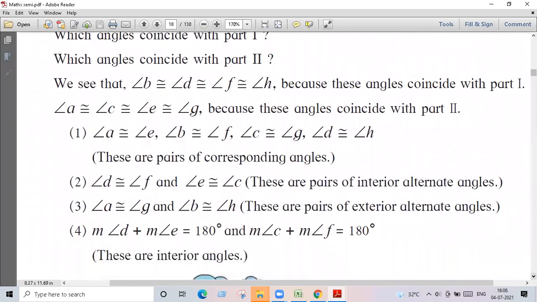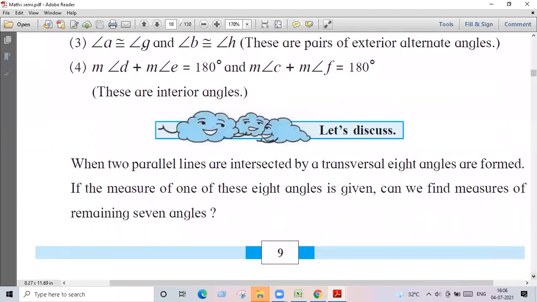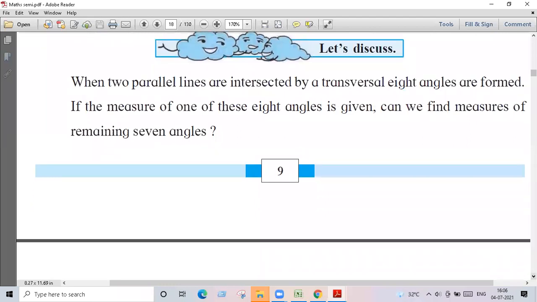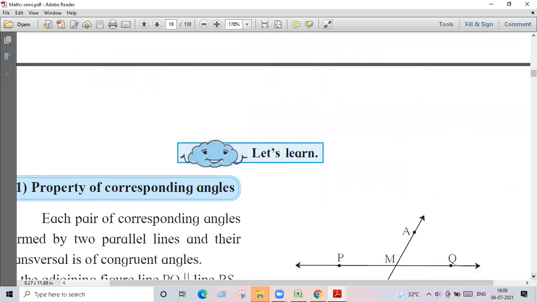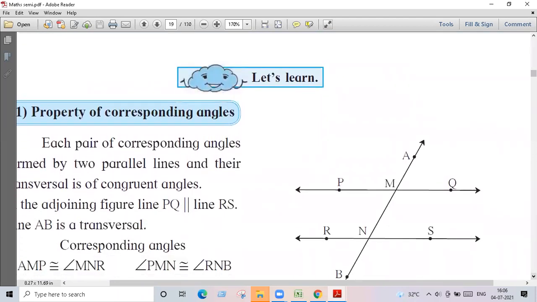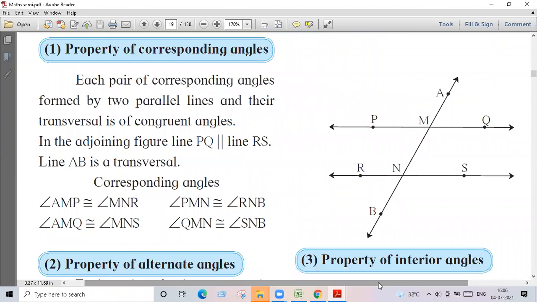So the first type of angles are the corresponding angles, and corresponding angles are congruent. Okay, corresponding angles are congruent. I'll tell you in a very simple manner. Each pair of corresponding angles formed by two parallel lines and the transversal is a pair of congruent angles.